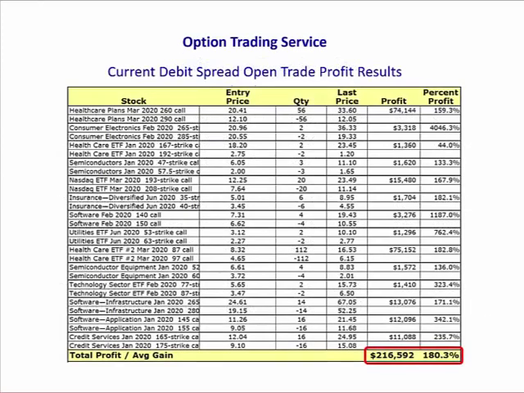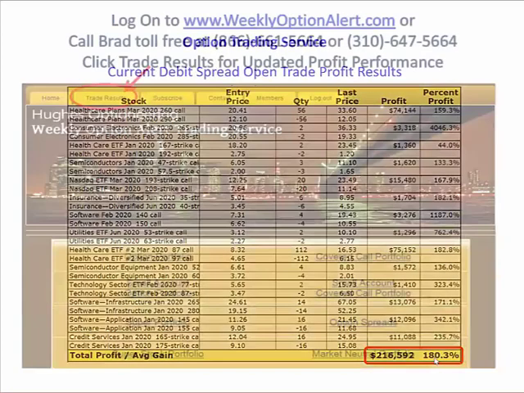And I took a snapshot today of the open trades, and you can see in this column we list the spread, our entry price, quantity, last price, dollar profit, and percent return. So as of today, we have open trade profits in the debit spread portfolio of $216,000 and an average return of 180%.